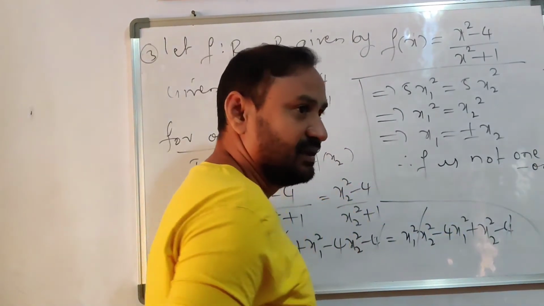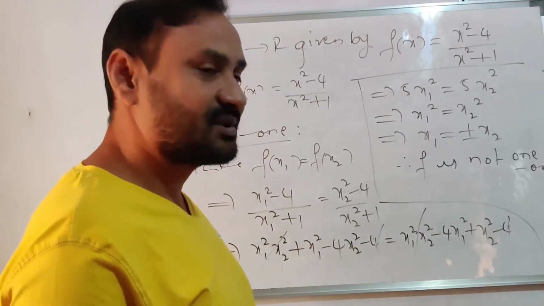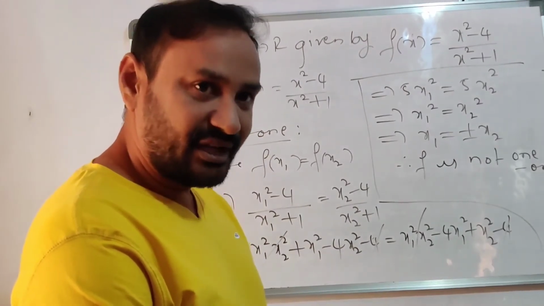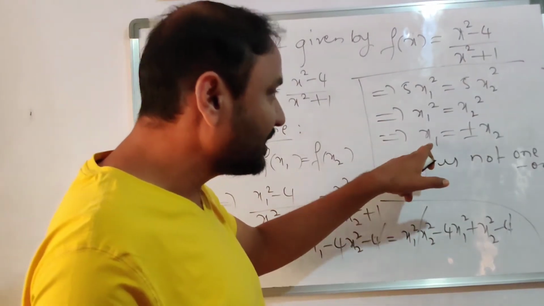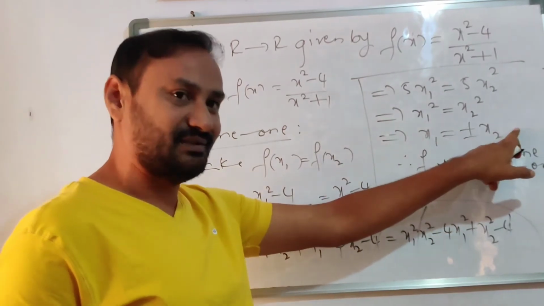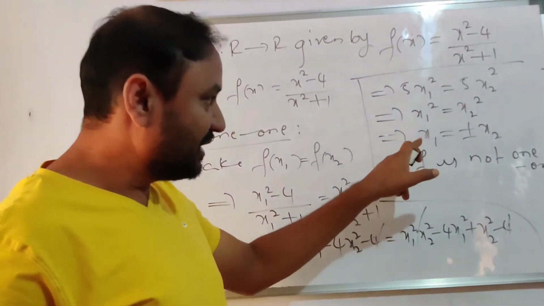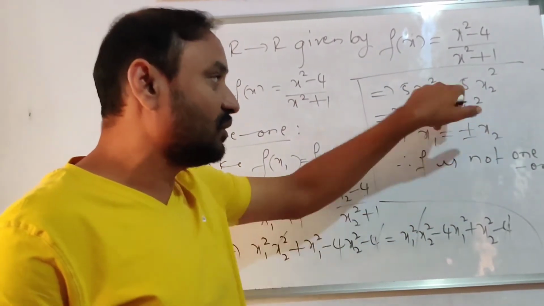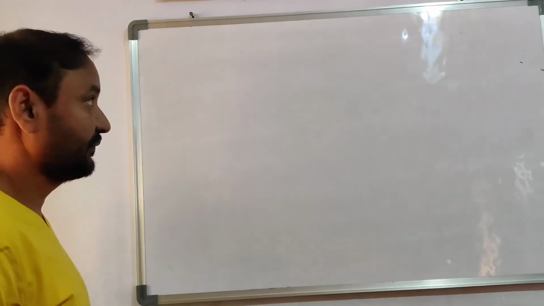Because the definition of a one-one function is: for x1, x2 belonging to A, f(x1) = f(x2) implies x1 = x2. Here we got x1 = ±x2. When we get x1 = x2, then it is one-one. But here x1 = ±x2, so we are getting two values for x1. That's why it is not a one-one function.